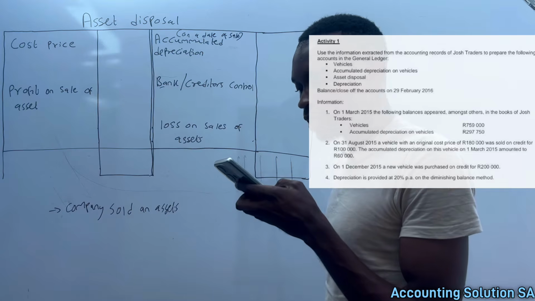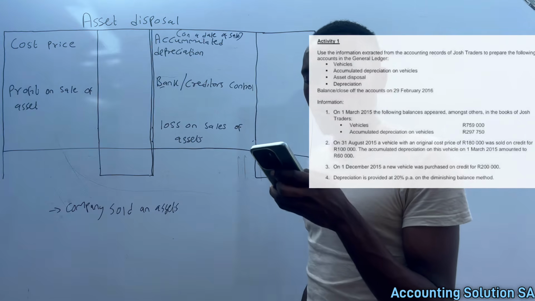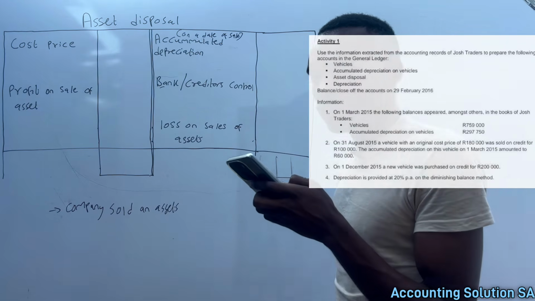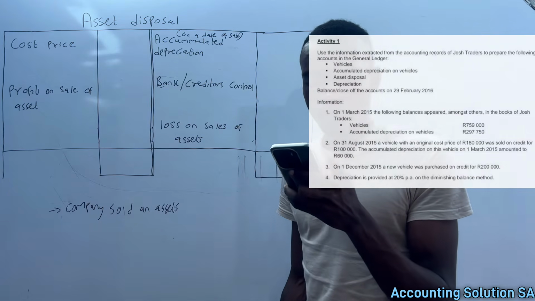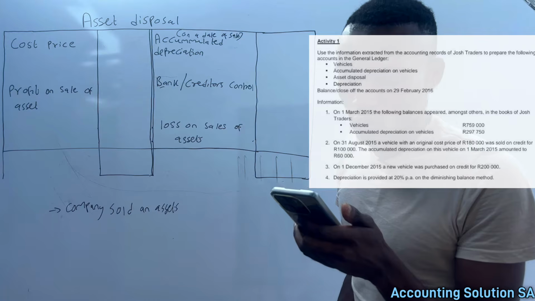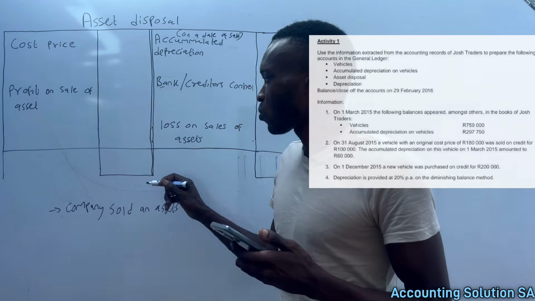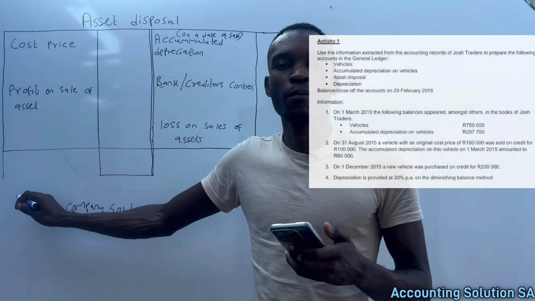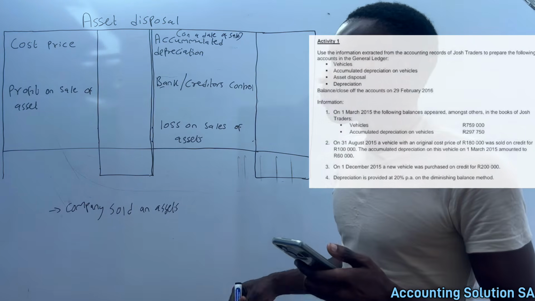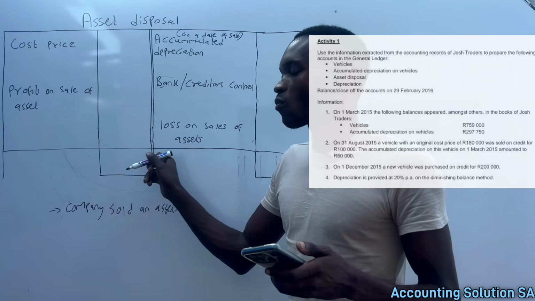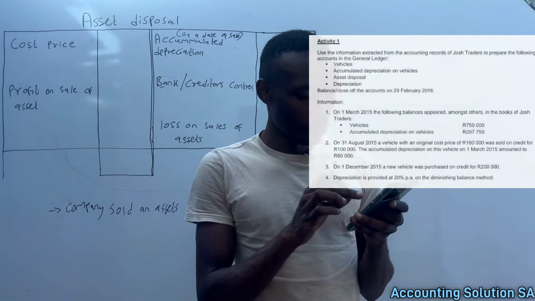Then use the information extracted from the account records of George Traders to prepare the following account in the general ledger. Okay, so for this video we're going to focus only on asset disposal. Then they said balance or close off the account on 29 February 2016. To close off a balance, guys, is to do balance brought down. But when it comes to asset disposal, we don't do that. We can't close off a loss or a profit. Okay, now let's read the information.